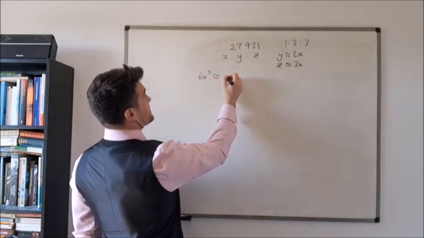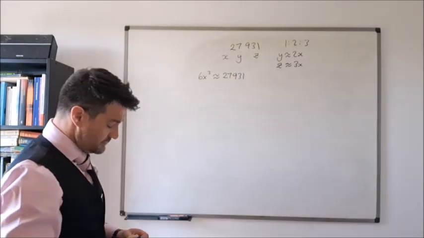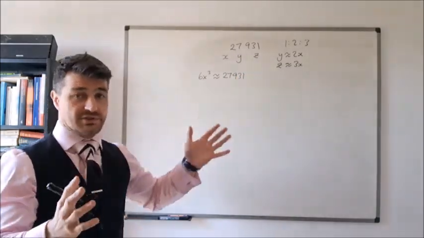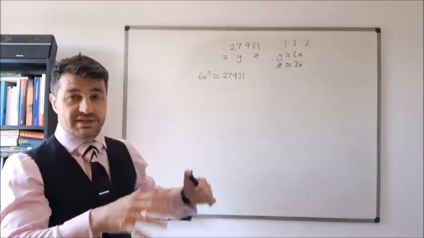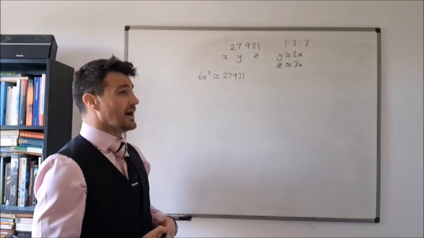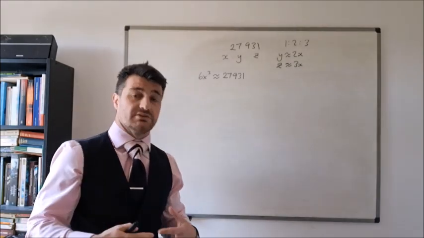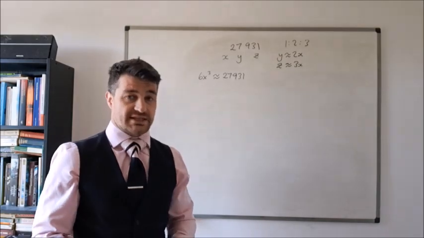and this is going to be approximately equal to 27,931. Again, we're using this symbol approximately equal to. It's not exact. A lot of this is based on a bit of trial and error, and it's based a lot on gut feeling and instinct.